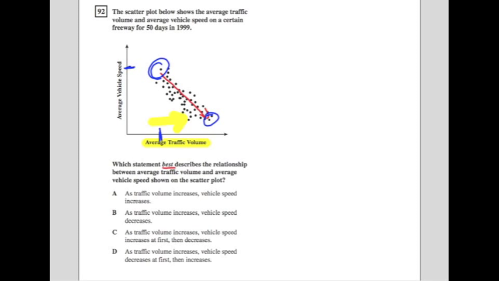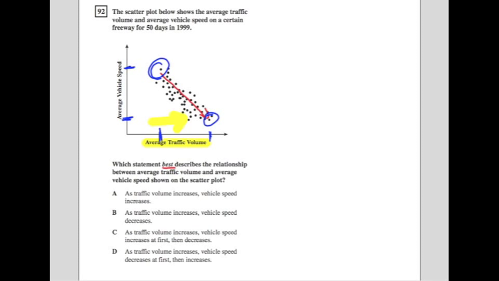So then let's take one at the other end right here. The traffic volume is now high, which means there's more cars on the road, and that means that the speed decreases. And that makes sense because with more cars on the road, there's going to be more traffic, and you're not going to be able to get your speed up that high.